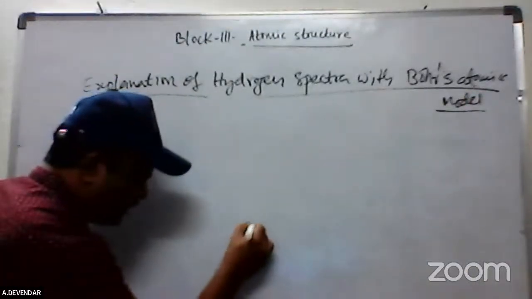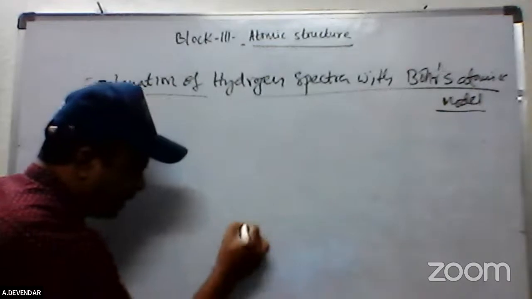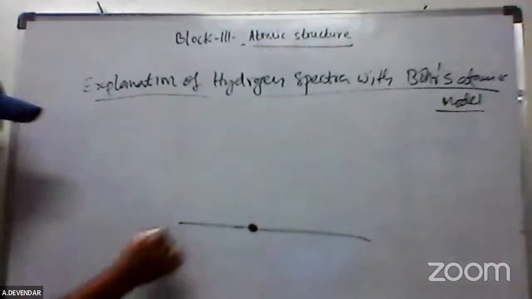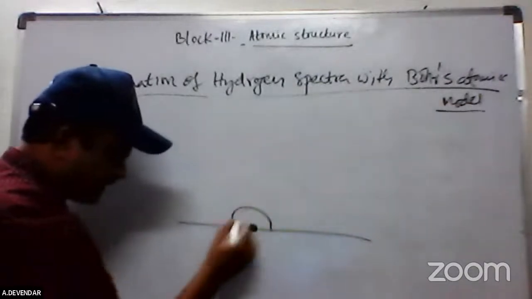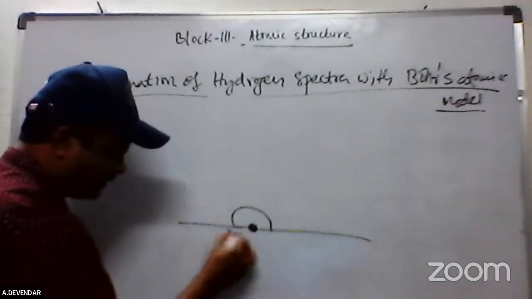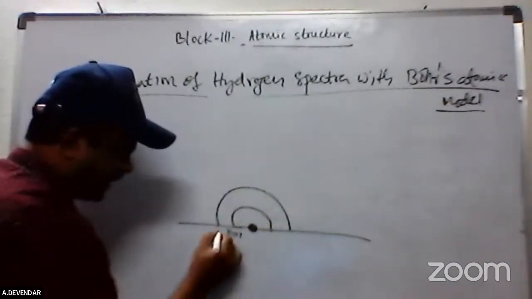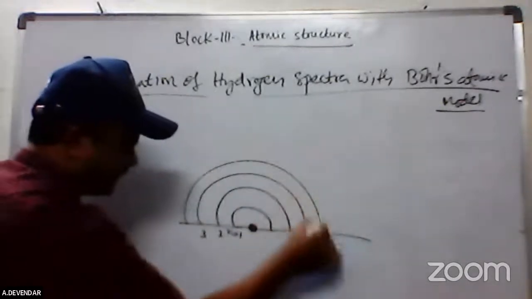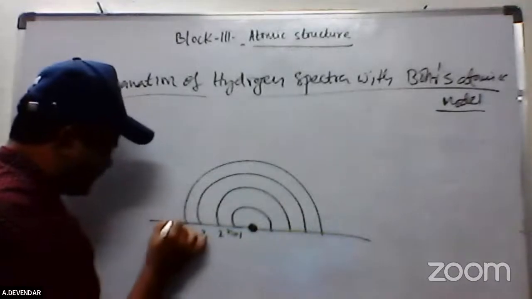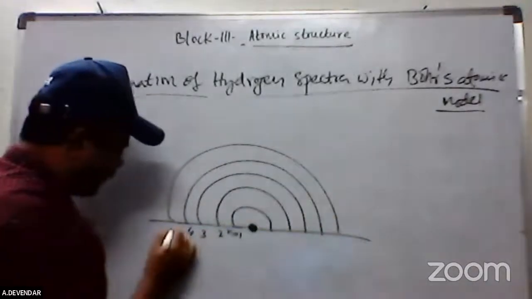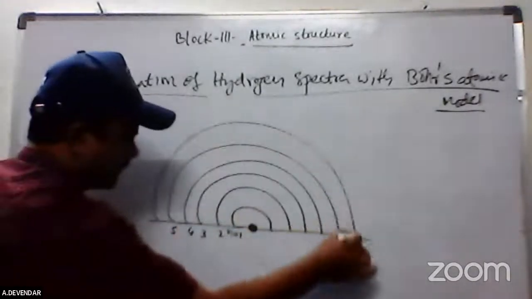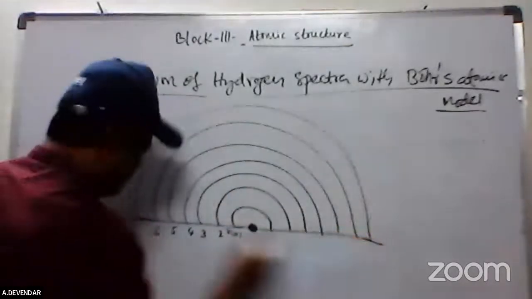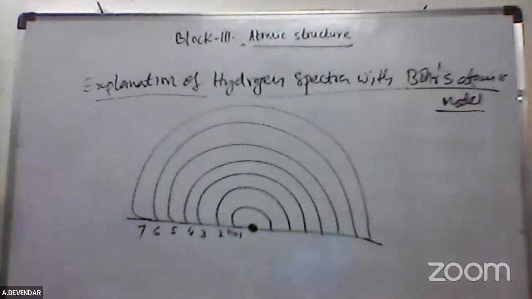This, you know, is the nucleus of the atom. I'm drawing circles only. This is the first orbit, n is equal to 1. This is the second orbit, 2. This is the third orbit, 3. Fourth orbit, 4, 5, 6, like that. There are a number of orbits.